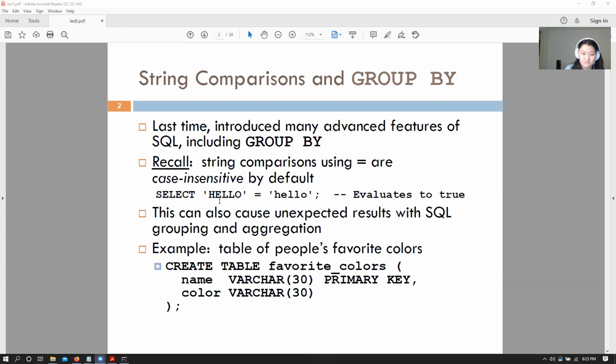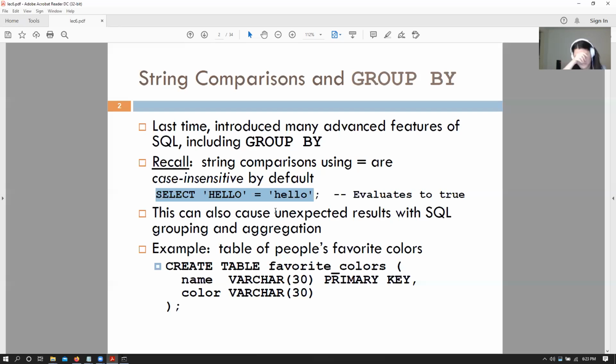SQL, as is relational algebra, operations are case insensitive. So when you say select, and this is just a standalone statement that does not include any databases, and you can actually run this code. So select within single quotes capital 'HELLO' equals within single quotes small 'hello'. This would actually evaluate to true, right? Because they don't have any case checking.